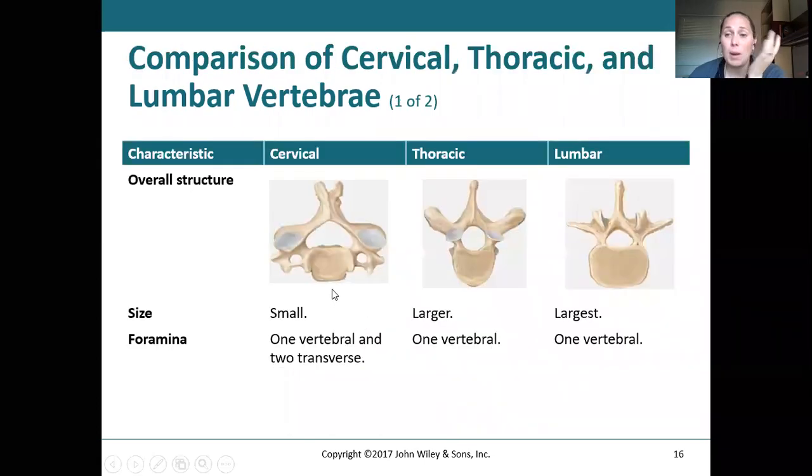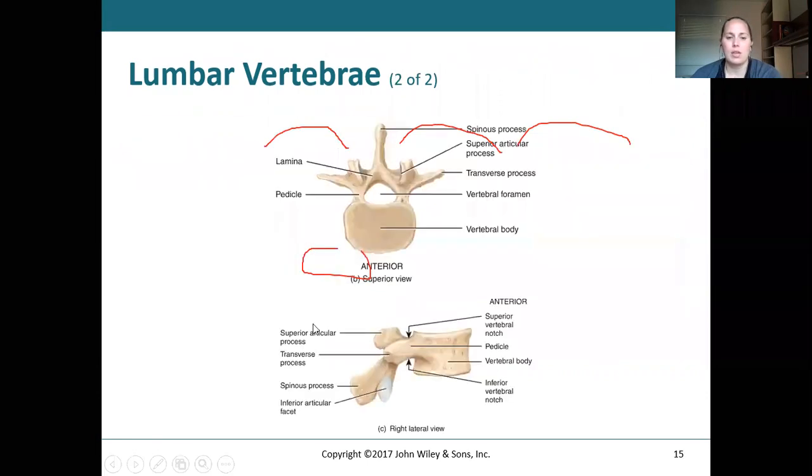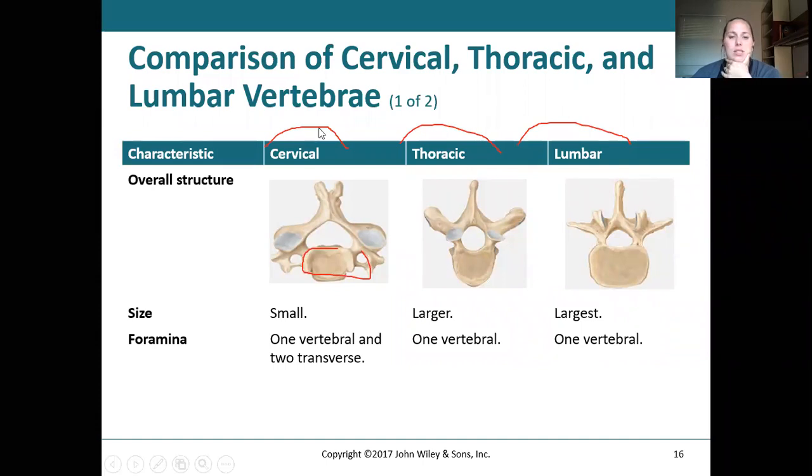Okay, so this is probably the slide I would use to study, honestly, because it does a very good job of just showing you the structural differences between each one of these. So here you have your cervical, your thoracic, and your lumbar. What is the size of the vertebral body? That's one main difference, as well as your spinous process is going to change as well. So here you can see the vertebral body is much smaller here. Here you have it slightly larger, and then here you have your largest.